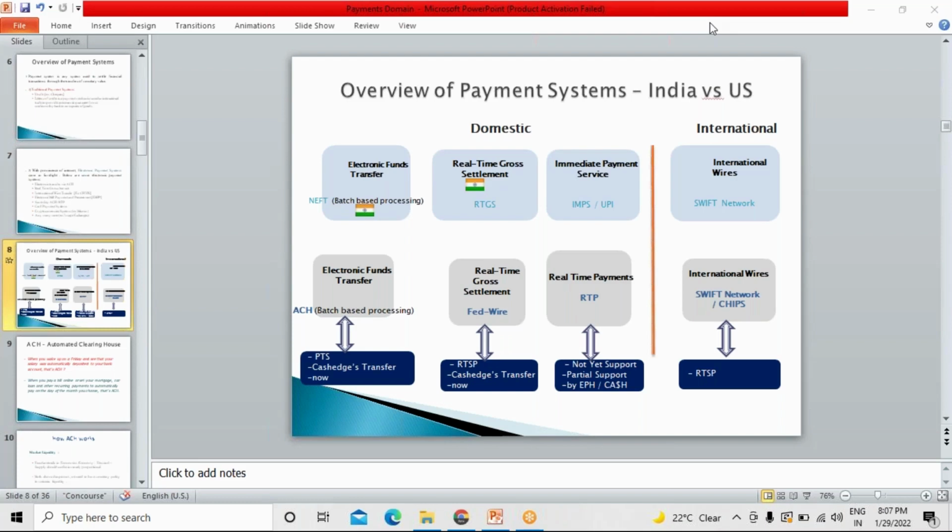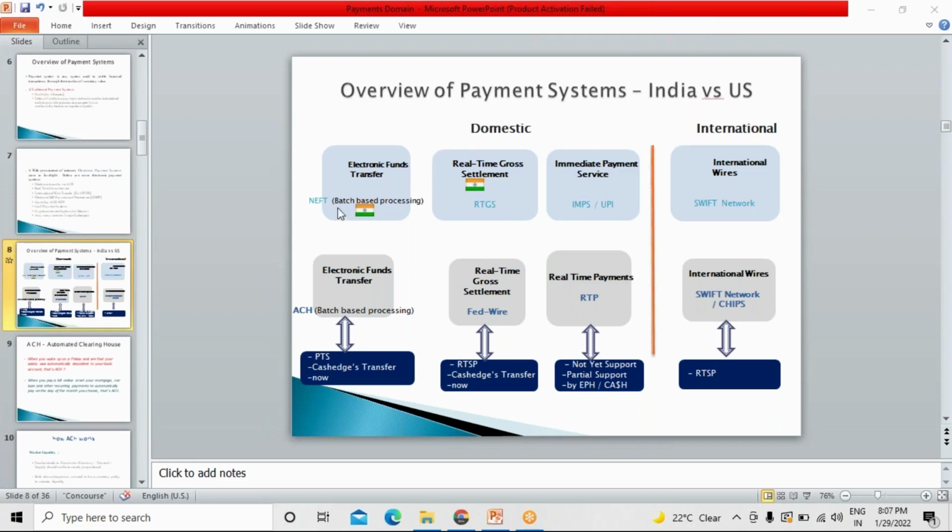because that is also a network, something like Visa, MasterCard, whatever we use. In the same way, the SWIFT network can also be used with RTSPs. So there are two different things: one is domestic and the second is international. In domestic, electronic fund transfers are used through NEFT, RTGS, all that, whereas for international we are using SWIFT networks.